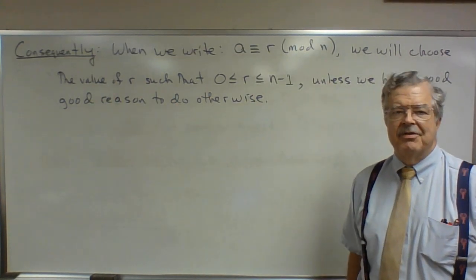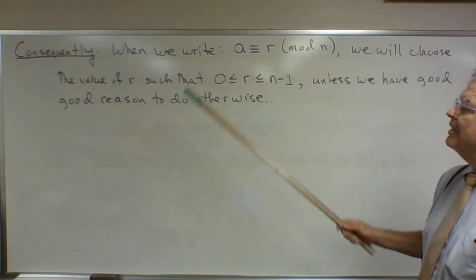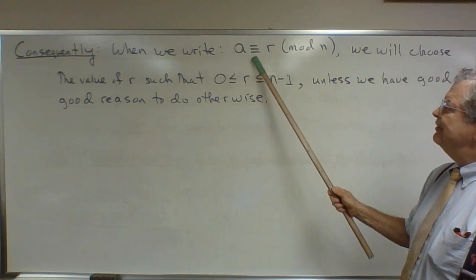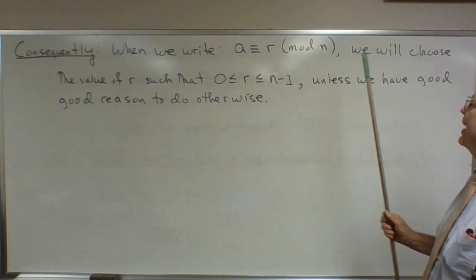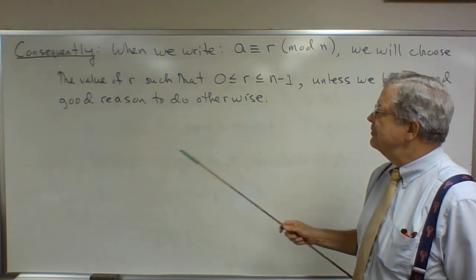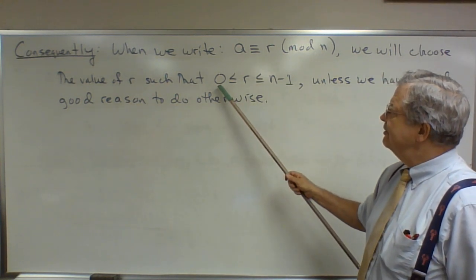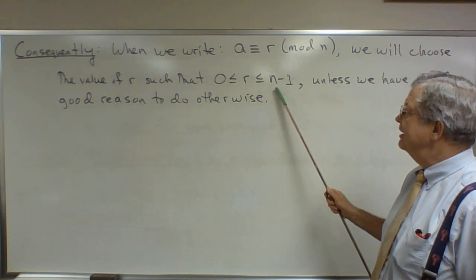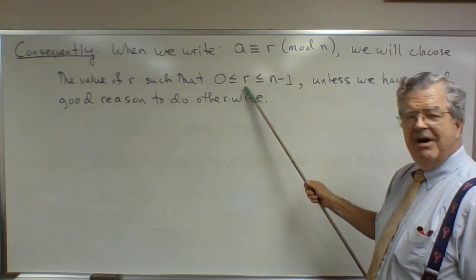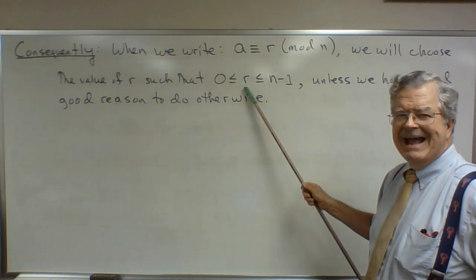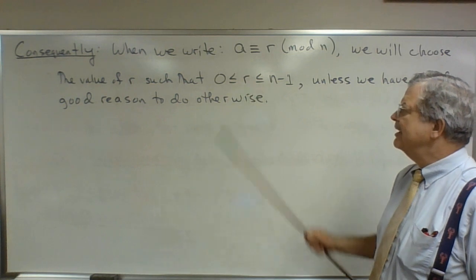Bringing our previous thought to completion, here's the relevance. When we write a is congruent to r modulo n, we will choose the value of r such that r is between 0 and n minus 1, where n is the divisor. In other words, r is going to be that remainder that the division algorithm gives us.